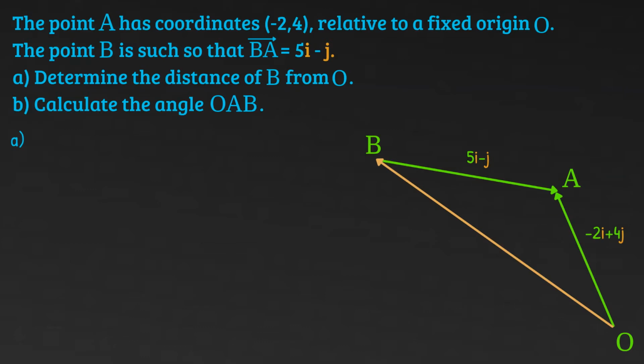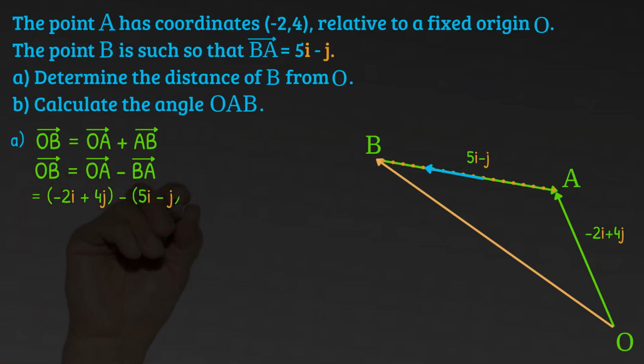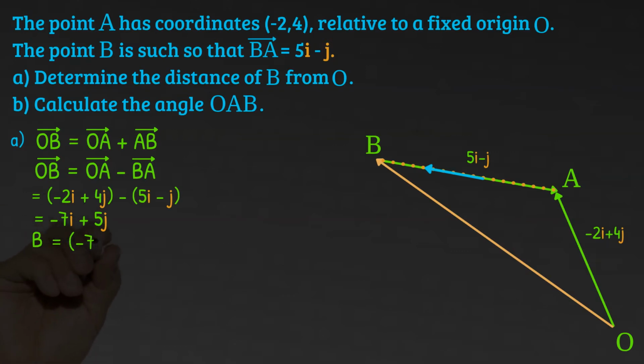Now we know that the vector OB is going to be equal to the vector OA plus the vector AB, but we don't have the vector AB, we have the vector BA. But BA is on exactly the same line as AB, it's just we want to go in the opposite direction. So AB is the same as minus BA. So now we have the vector OB is equal to the vector OA minus the vector BA, and we have all those values. So the vector OB is equal to minus 7i plus 5j. So the point B is (-7, 5).